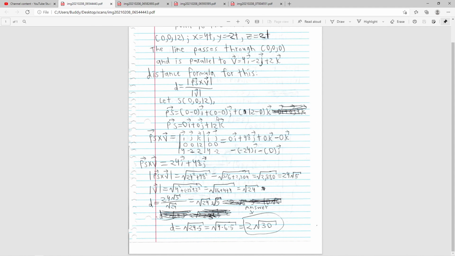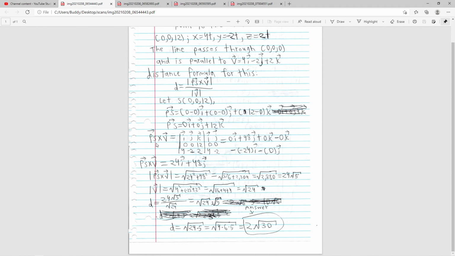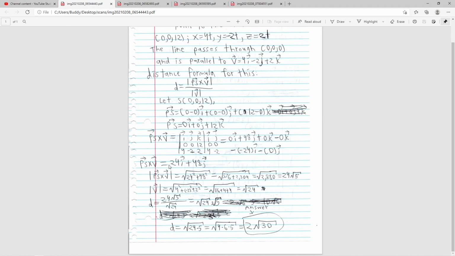PS is just, you subtract the point you're given from the point on the line. The point comes as the second thing, S is the point in this problem type. So the cross product, of course, is done for PS cross v, given these calculated PS values and the v from the line. 24i plus 48j.